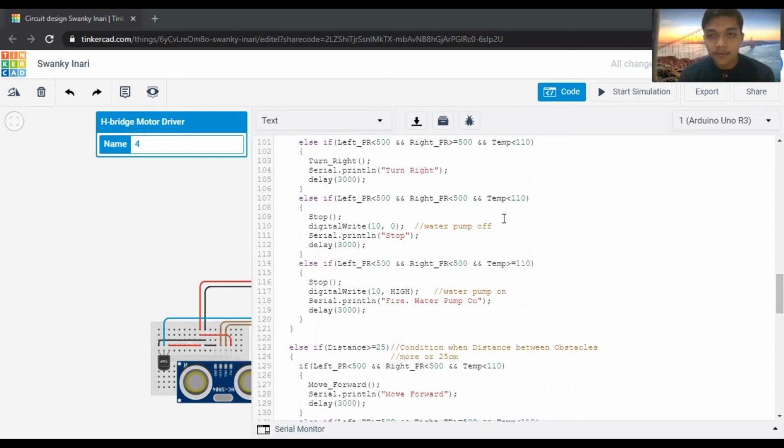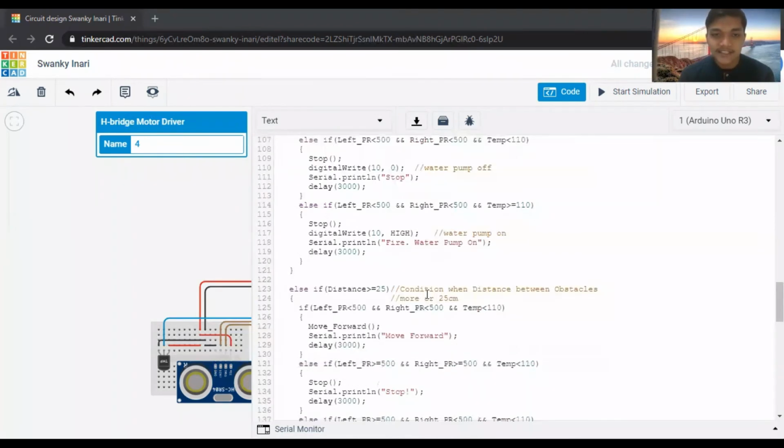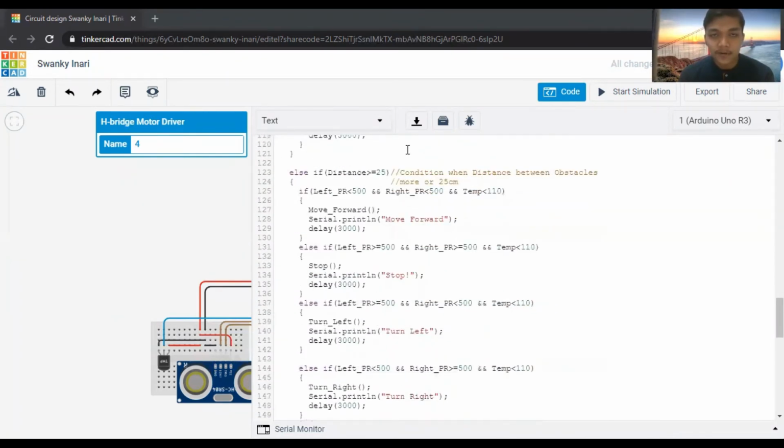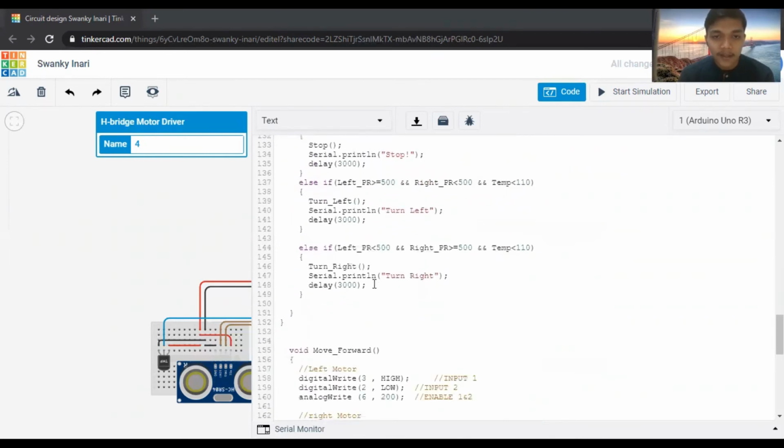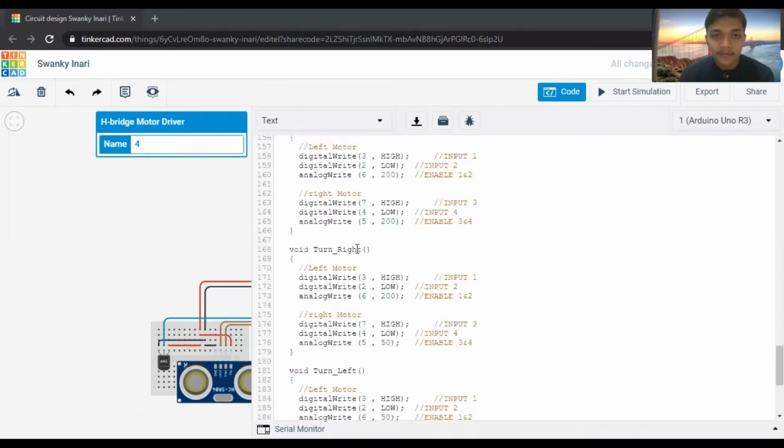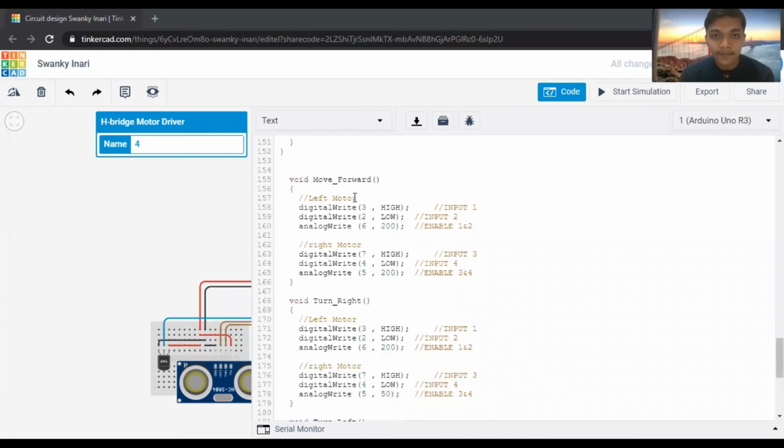The water pump will be off when the temperature is less than 110 degrees Celsius, and the water pump will be on when the temperature is more than 110 degrees Celsius. Next is the coding for the robot when the distance between the robot and the obstacle is more than 25 centimeters. It has all the directions: to move forward, to stop, to turn left and turn right. And lastly is the command for the robot to have movement.